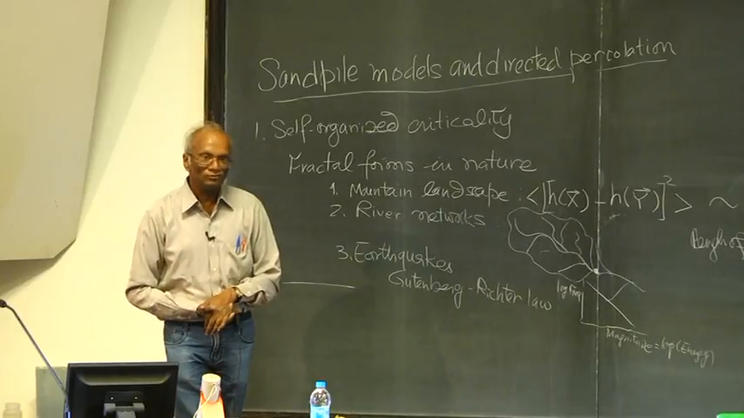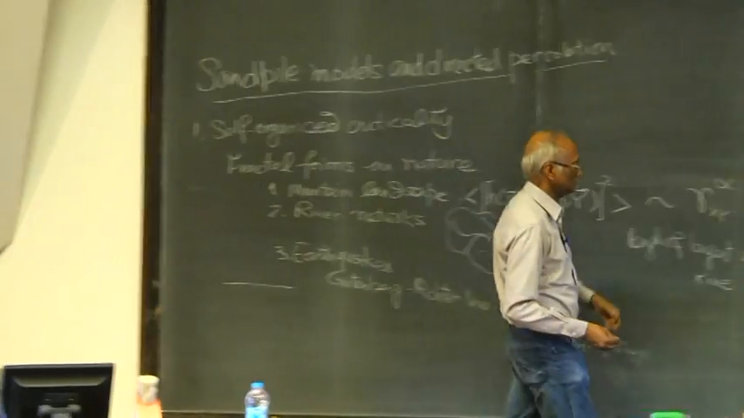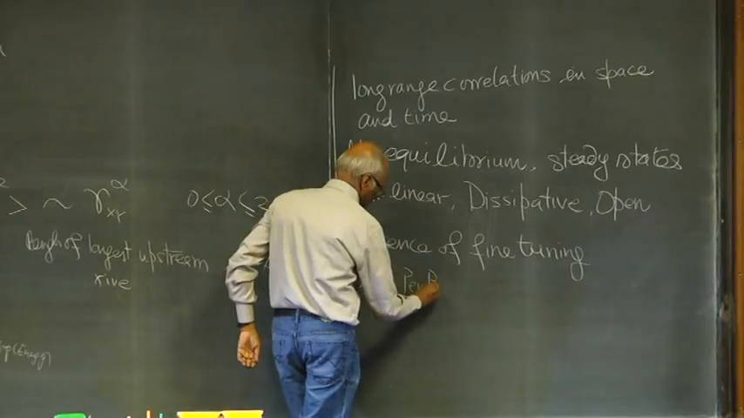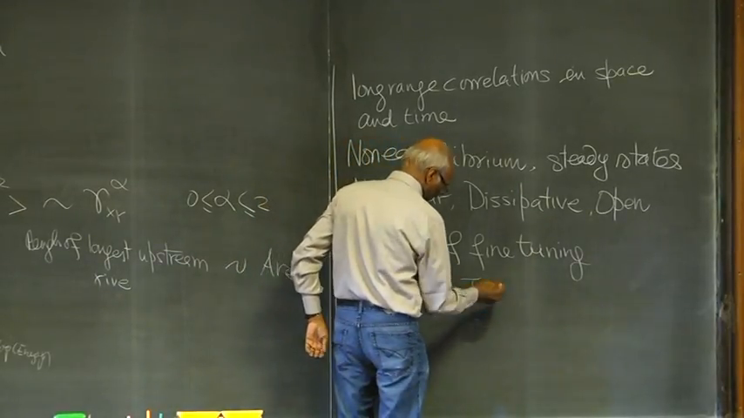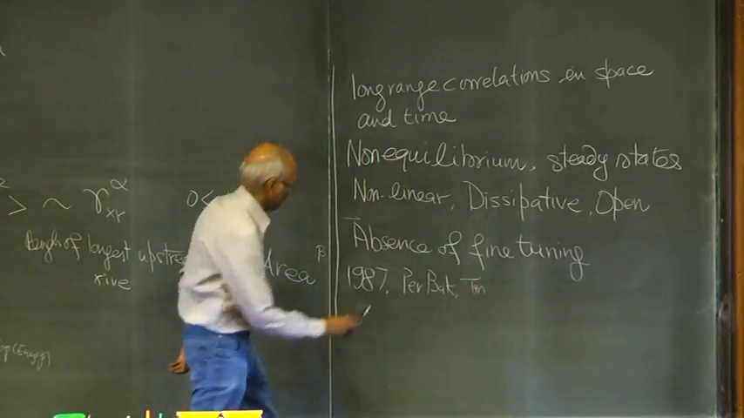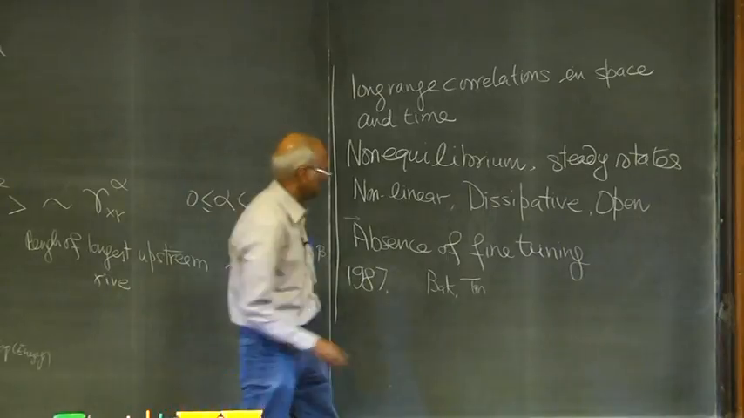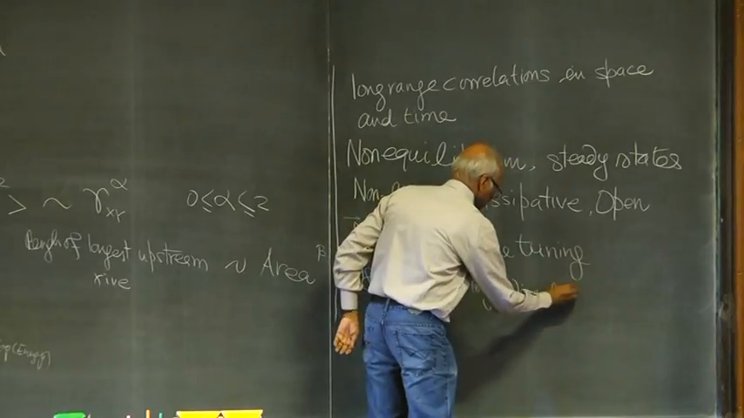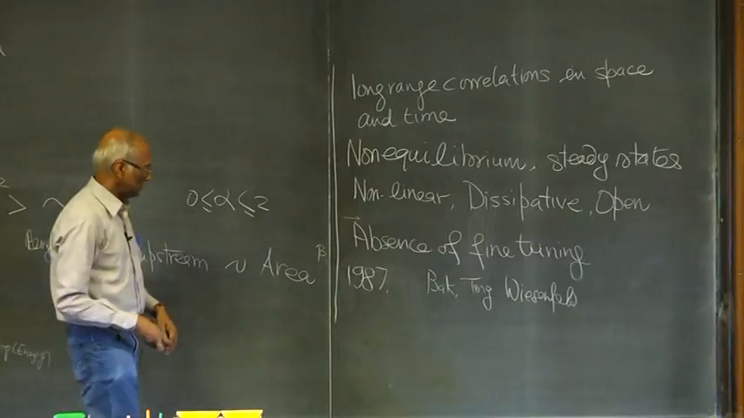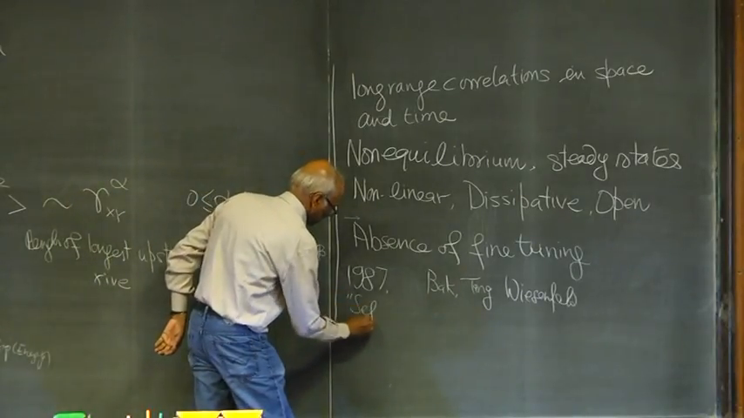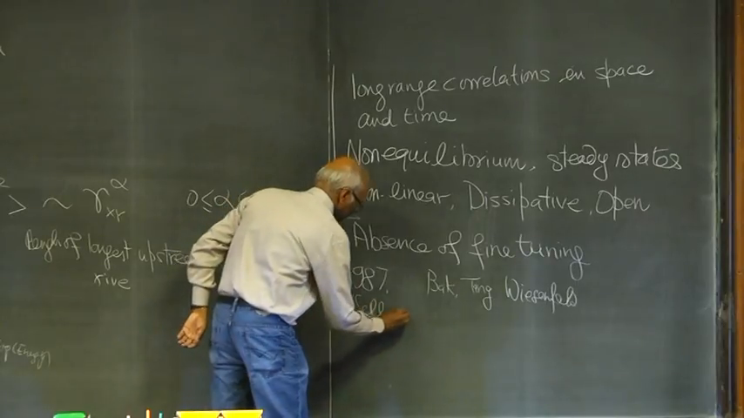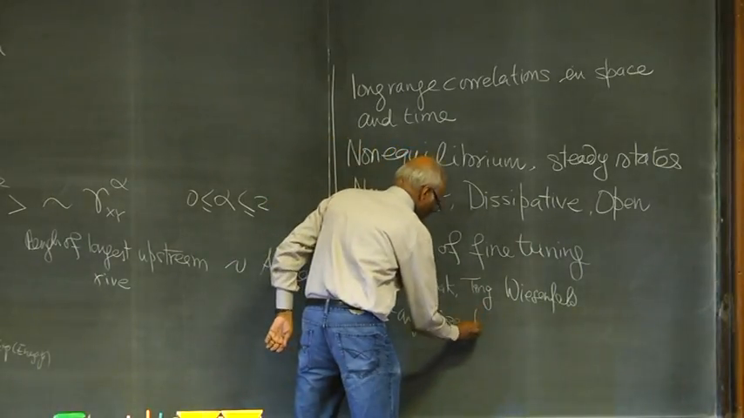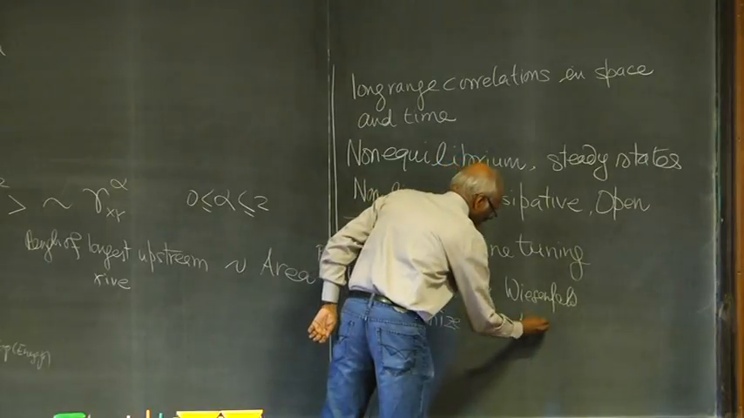So it was argued by Per Bak back in '87, Bak, Tang and Wiesenfeld. I suppose I should just write Bak, because if I try to write the full name of everybody, that will take the whole line. That these systems self-organize to be at the critical point.